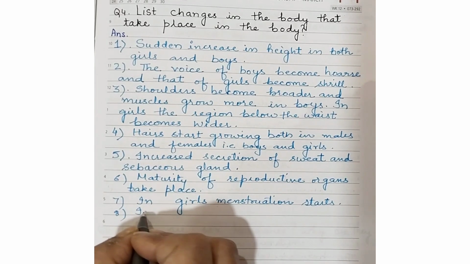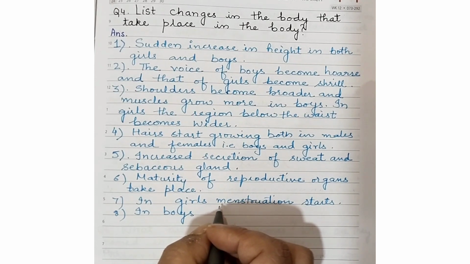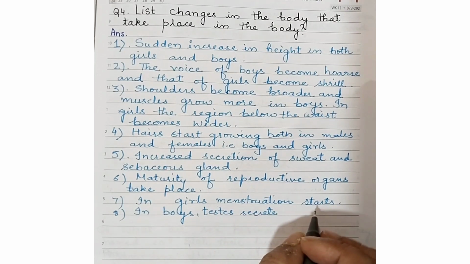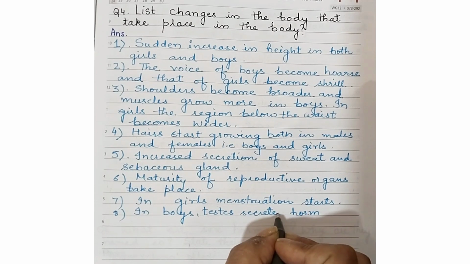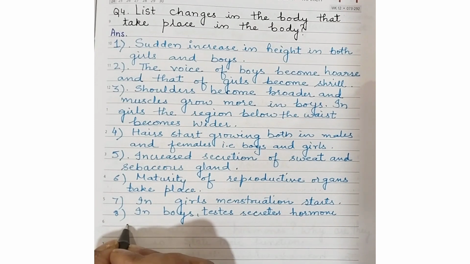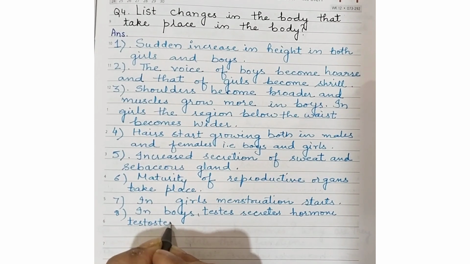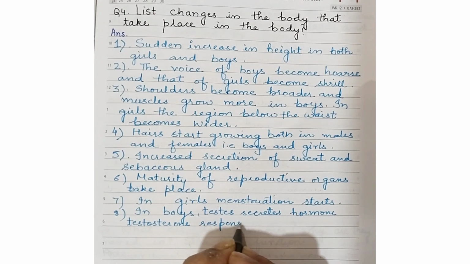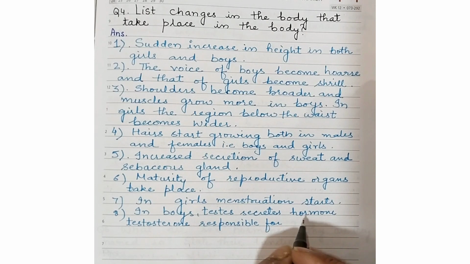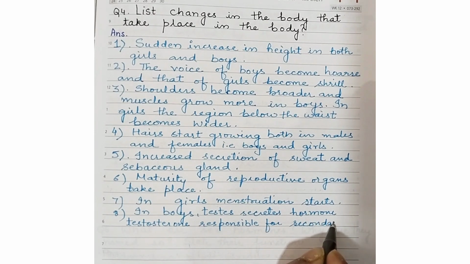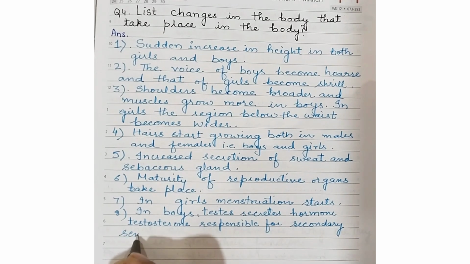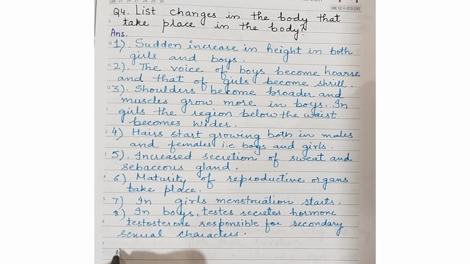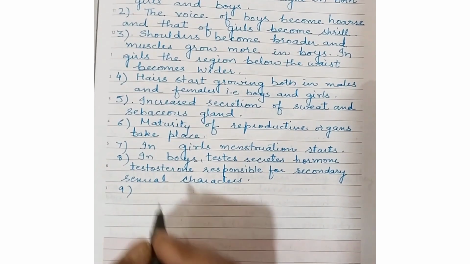And in case of boys, the testes secrete the hormone testosterone. Now, testosterone is the hormone secreted in boys only from the testes. Okay, the testis is the endocrine gland present in boys, and due to this testosterone hormone, the development of secondary sexual characters happens in boys.